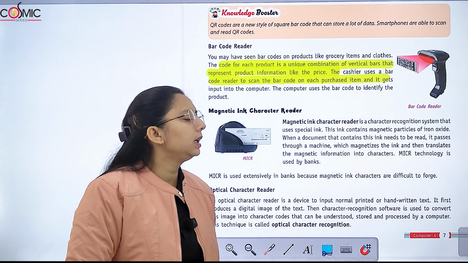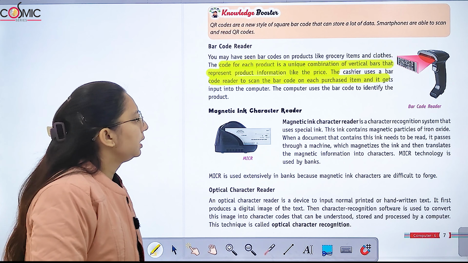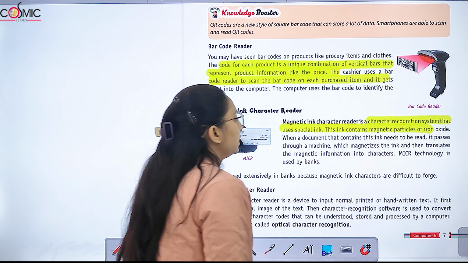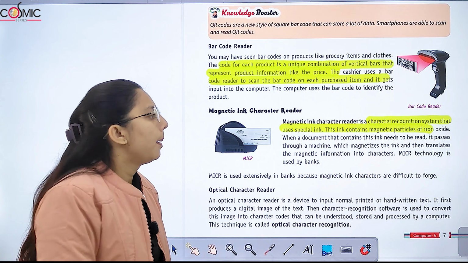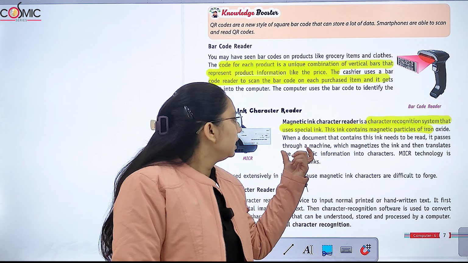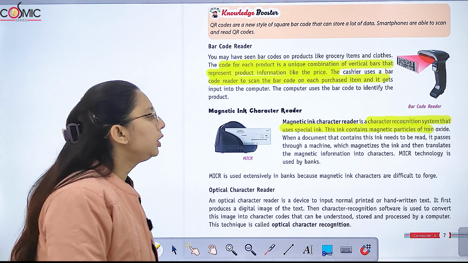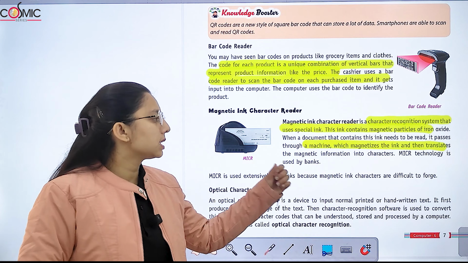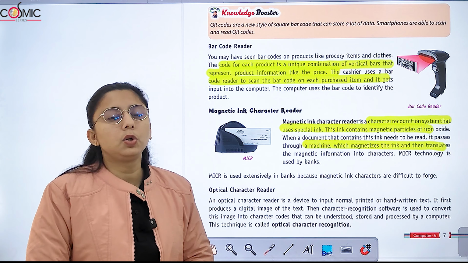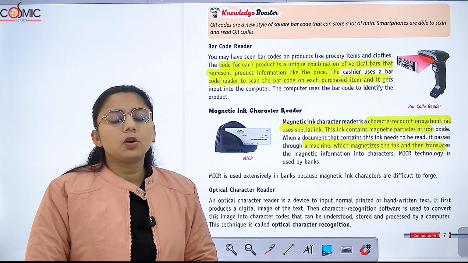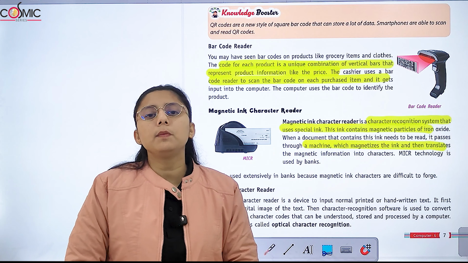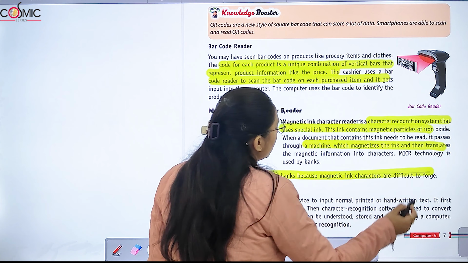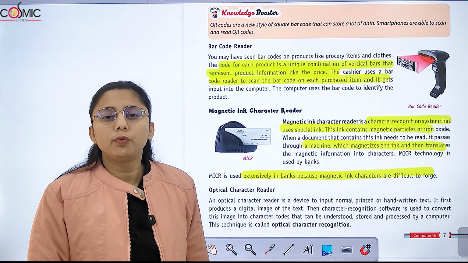Then we have the magnetic ink character reader, like MICR. It is a recognition system that uses special ink, and this ink contains magnetic particles of iron oxide. When a document that contains the ink needs to be read, it passes through a machine जो क्या करती है, इंक को मैग्नेटाइज करती है, उसको ट्रांसलेट करती है मैग्नेटिक इंफॉर्मेशन में इनटू करेक्टर्स. और MICR टेक्नोलॉजी इज यूज्ड बाय बैंक्स. Now MICR is used extensively in banks because magnetic ink characters are difficult to forge.